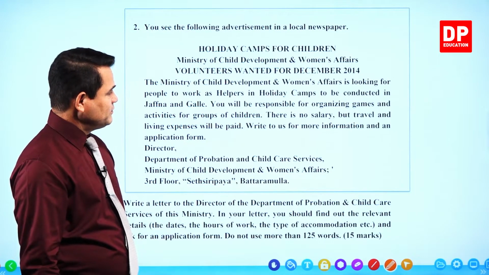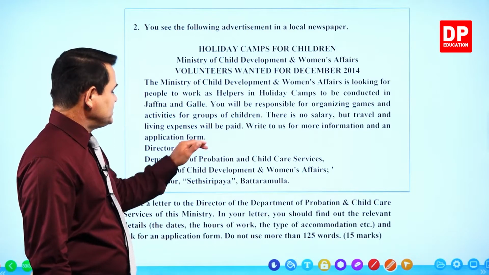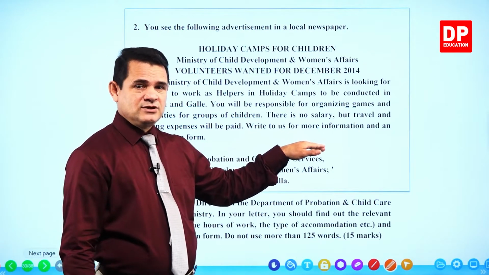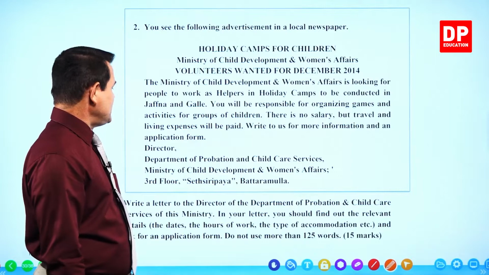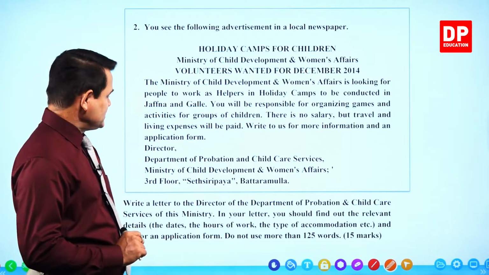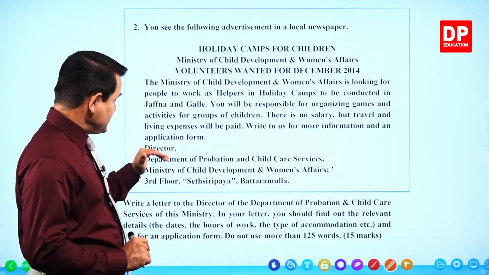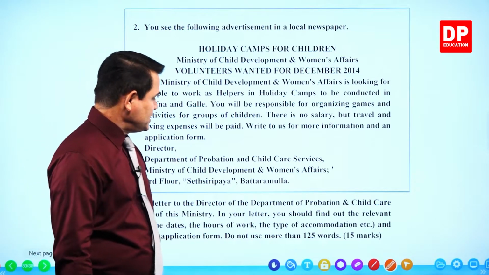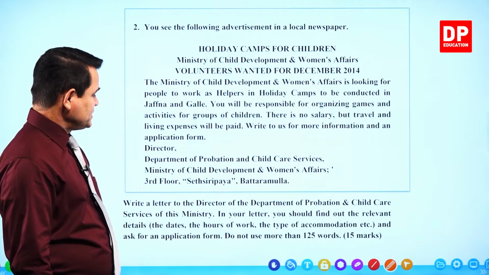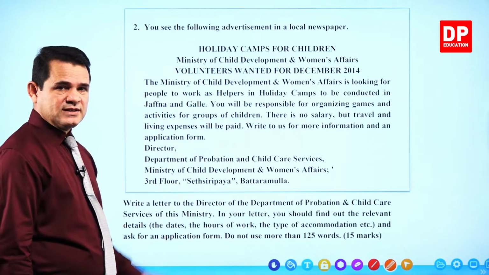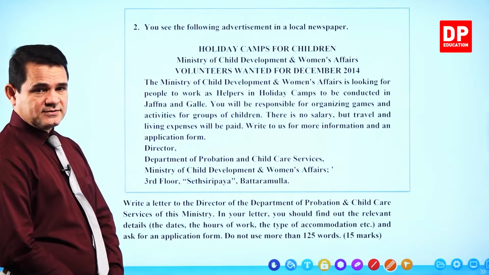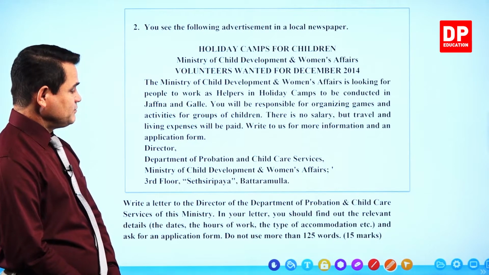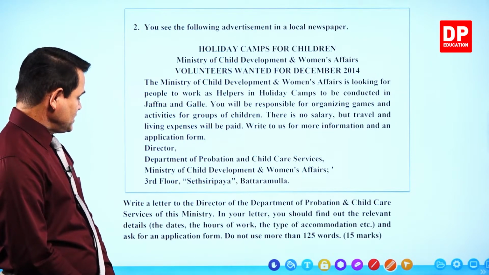Write to us for more information and an application form. So if you like, write to us, with more information and an application form. The address is given: Director, Department of Probation and Child Care Services, Ministry of Child Development and Women's Affairs, 3rd floor, Sethsiripaya, Battaramulla. That's the address given. So now, write a letter to the Director of the Department of Probation and Child Care Services of this ministry.